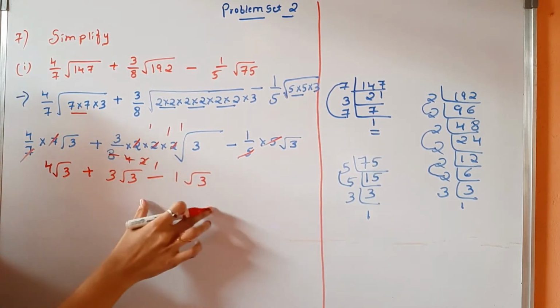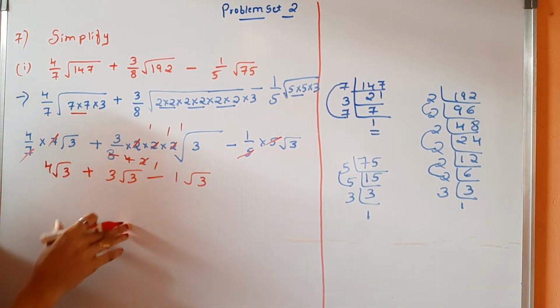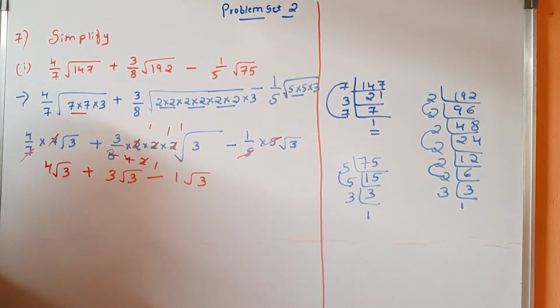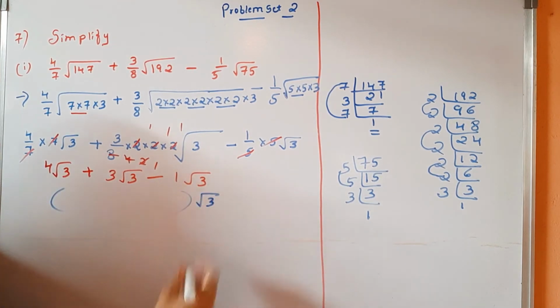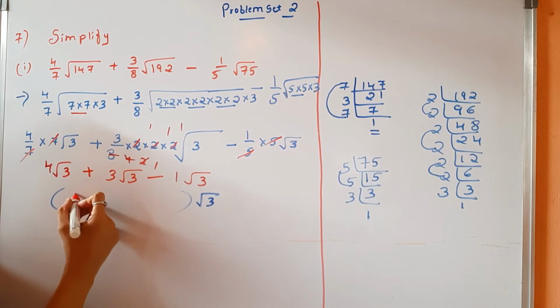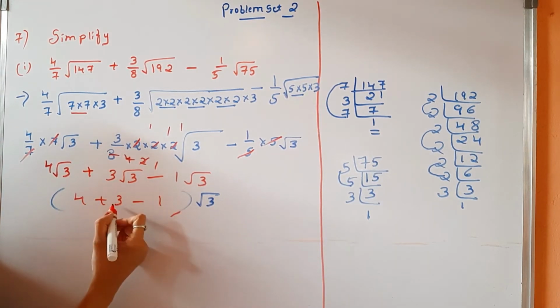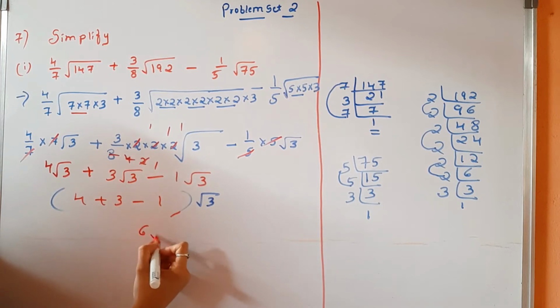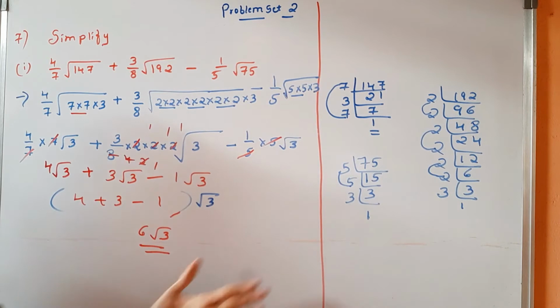Now this all became like surds, my dear students. Like surd, you know which one is common here? Root 3 is common. So we can take root 3 outside. Now what is remaining here? 4 plus 3 minus 1. 4 plus 3 is 7, 7 minus 1 is 6. 6 root 3 is your final answer. The only thing is you have to simplify by the prime factor method and find the answer. Fine, we'll move to the next sum.